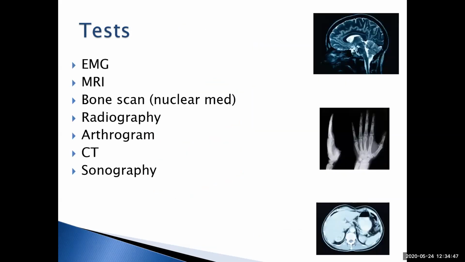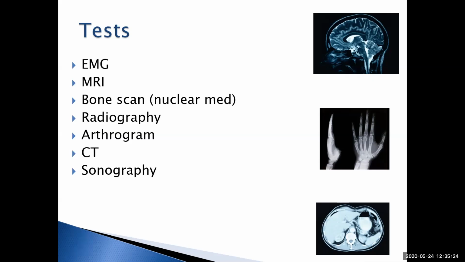Some of the tests that we see that would be ordered related to any one of these systems, the electromyogram, the EMG, is a neurodiagnostic graphic record of electrical activity of muscle at rest and when the muscle contracts. So we can use it to diagnose some of the muscular dystrophy type diseases. Magnetic resonance imaging, MRI, is going to break down sections of that anatomic structure in very small increments compared to like a regular X-ray.